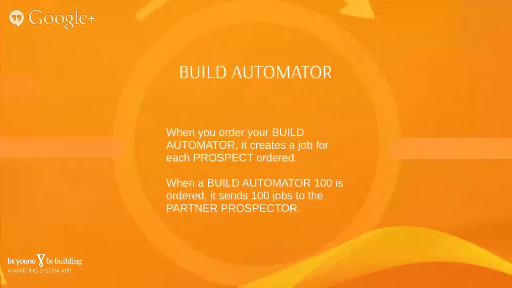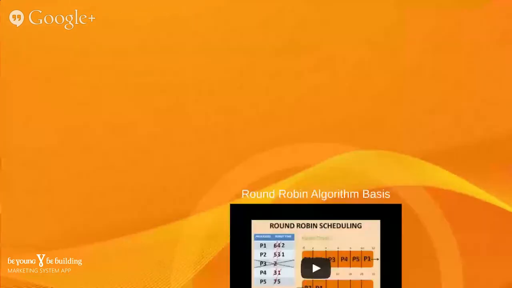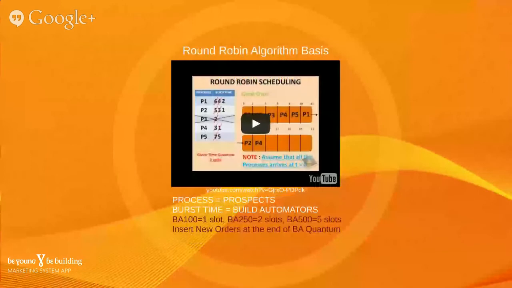And then, of course, the build automator is the portion of the system that creates how many prospects are going to go to your account. That sets your burst time for when you get to the front of the queue, meaning how many prospects you're going to receive before the prospector moves on to the next build automator. This is a round robin algorithm. We don't need to get into that at this time, but essentially what's important here is the burst time.